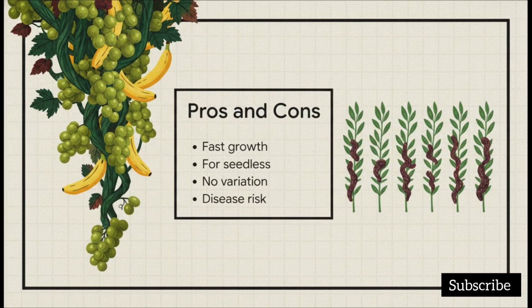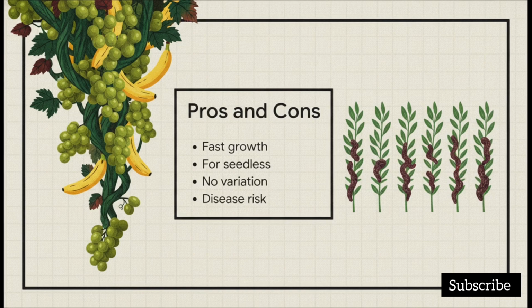So what's the big takeaway here? Well, let's look at the trade-offs of vegetative propagation. The pros are fantastic. It produces identical plants, which perfectly maintains desirable characteristics. The plants grow much faster than from seed, you can produce large numbers of them, and it's super useful for seedless plants.